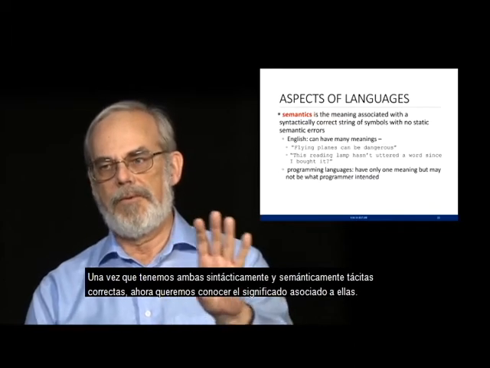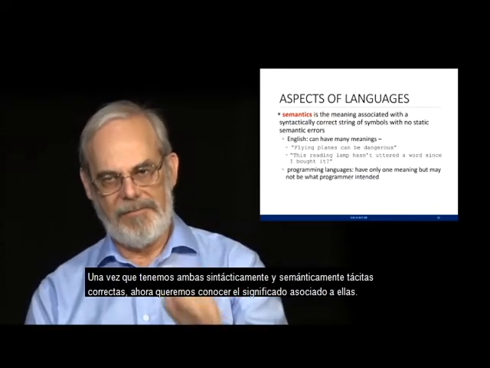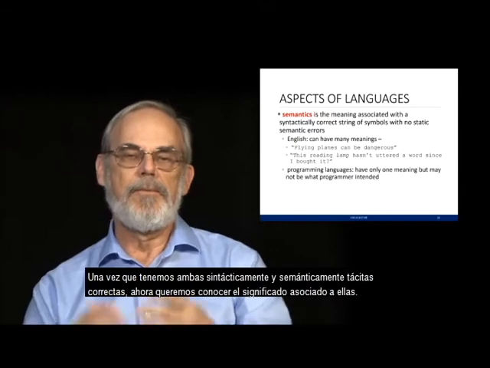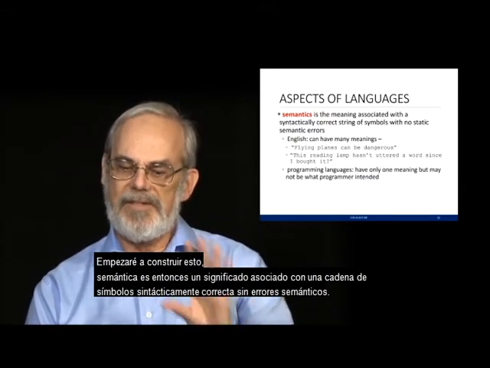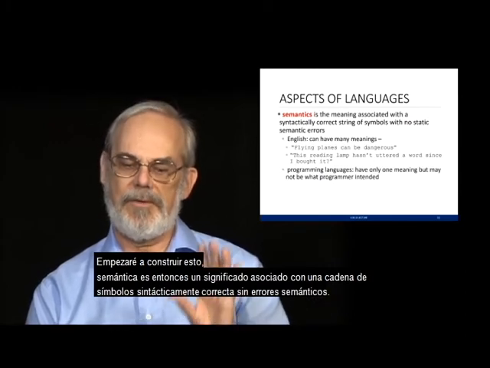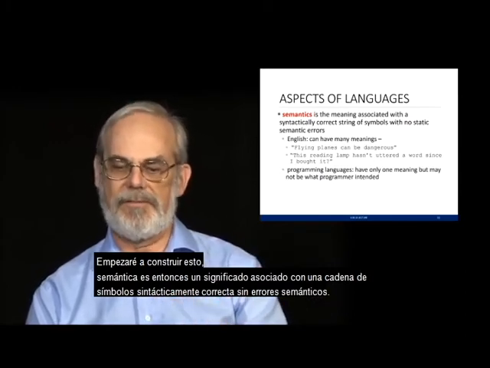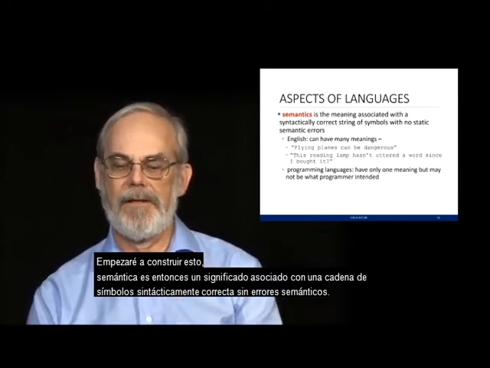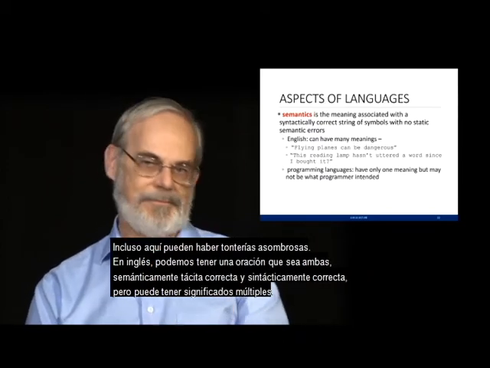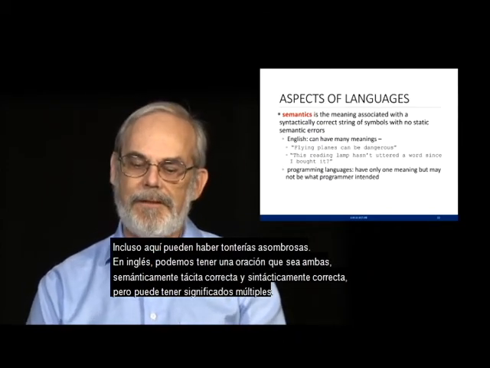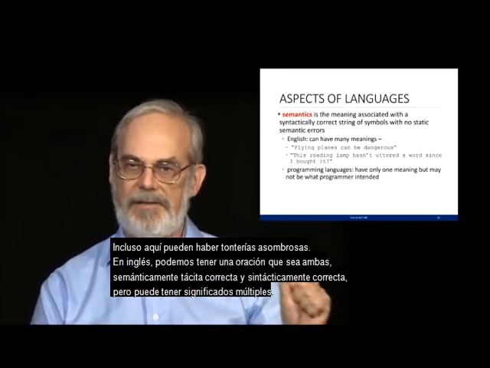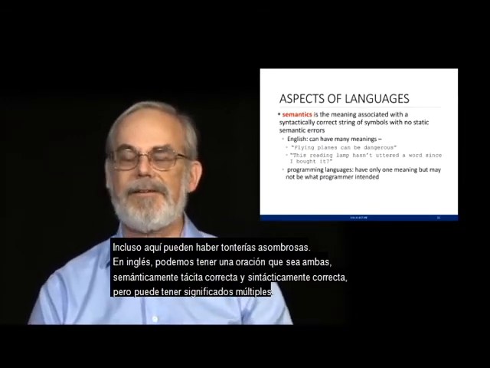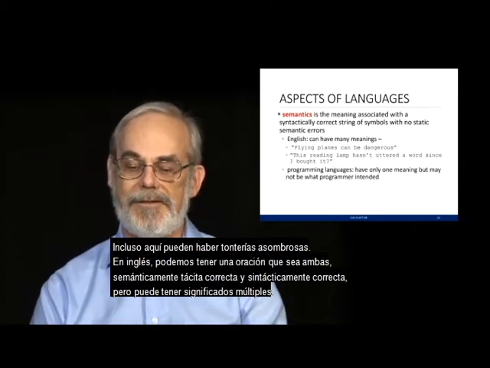Once we have both syntactically correct and static semantically correct expressions, we want to then know what's the meaning associated with them. And we're going to start building this up. Semantics then is the meaning associated with that syntactically correct string of symbols with no semantic errors. Even here, there can be some wonderful nuances. In English, we can have a sentence that's both statically semantically correct and syntactically correct, but can have multiple meanings.